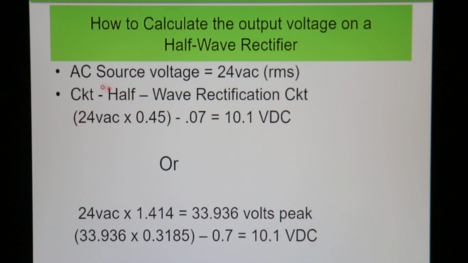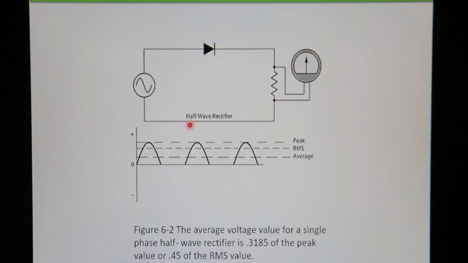Now, once I get that value, I have to subtract the 0.7 volts, and I'm sorry, that should say 0.7, not 0.07. That's a mistake on my part. But right here, guys, I have to subtract the 0.7.